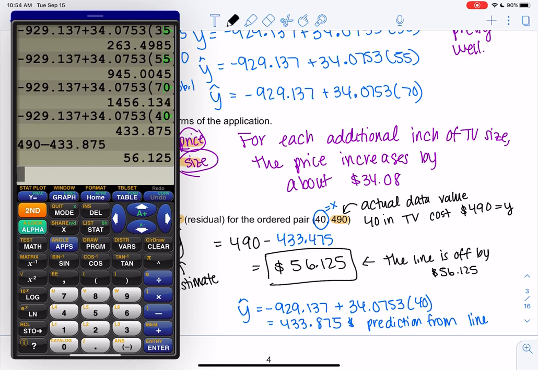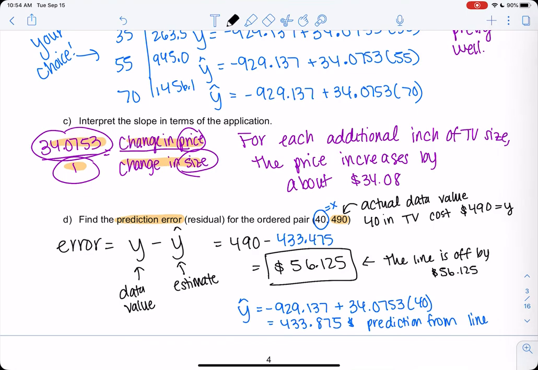So when we get into the next section, we'll talk about how to find these lines. So make sure you have your calculator ready for that next section because you really need it. So we'll figure out how I came up with this line in the next section. All right, that's it.